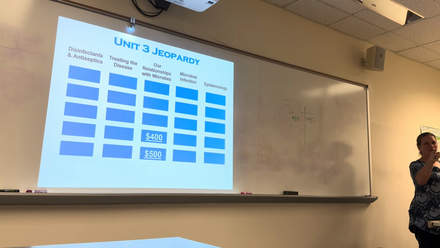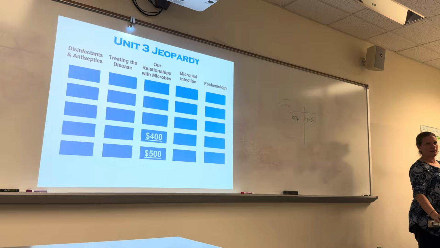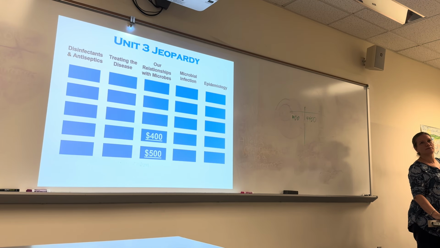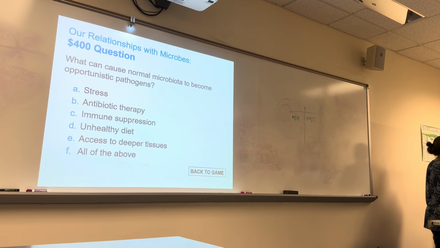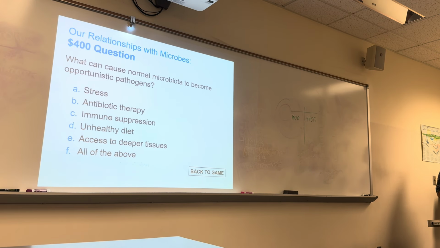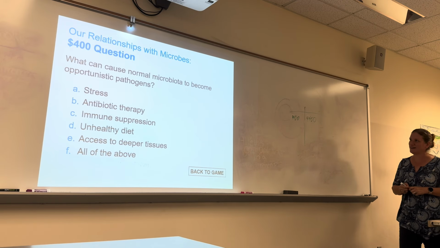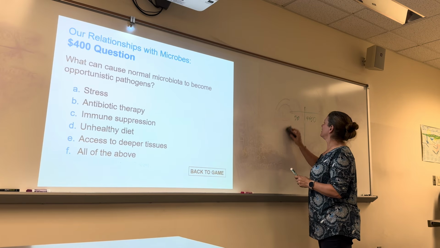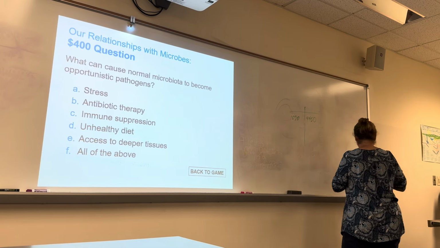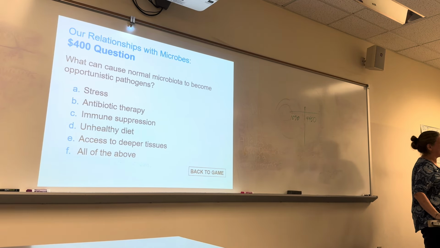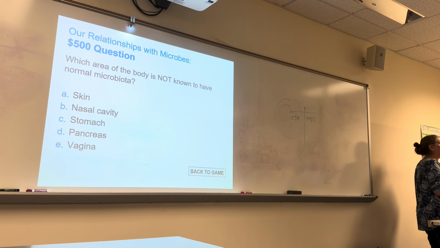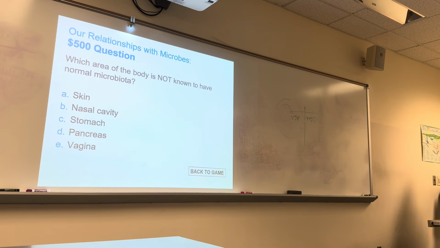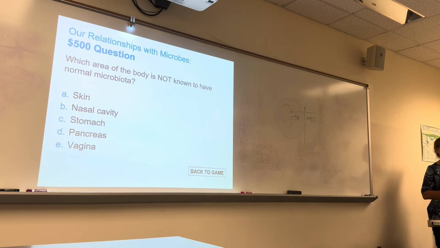All right, so you're up. 4 or 5? 4. What can cause normal microbiota to become opportunistic pathogens? All of the above. You know, we're doing better than that first time we did it. Each time we get a little bit smarter. All right, ready? Which area of the body is not known to have normal microbiota? D is correct.